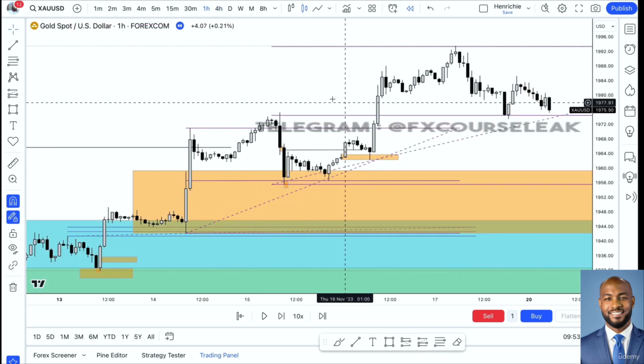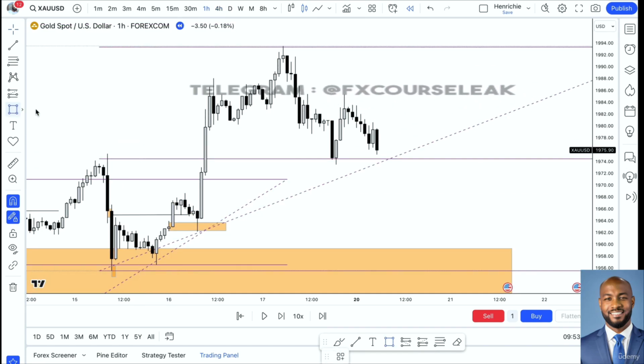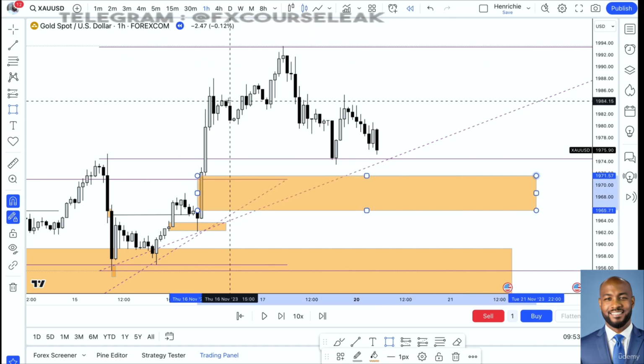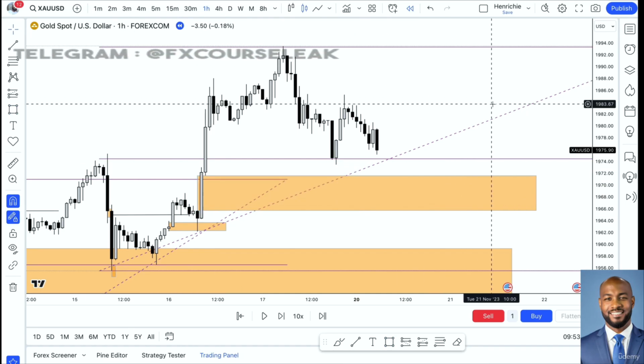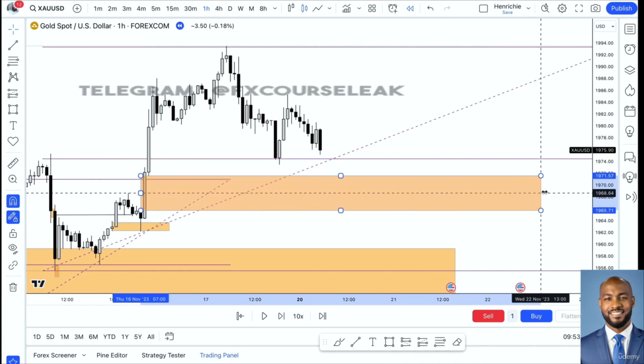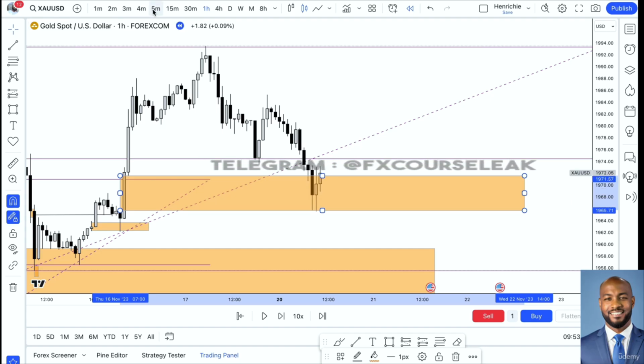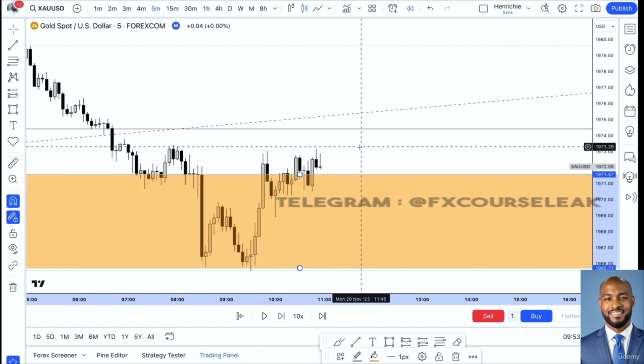So now we go down here, and what do we see? We see an inefficiency resting right here. This inefficiency right here is our point of interest. So what we want to see once price comes into this position is a 5-minute shift to market structure. Once we see a 5-minute shift to market structure, we will anticipate to get into the marketplace.